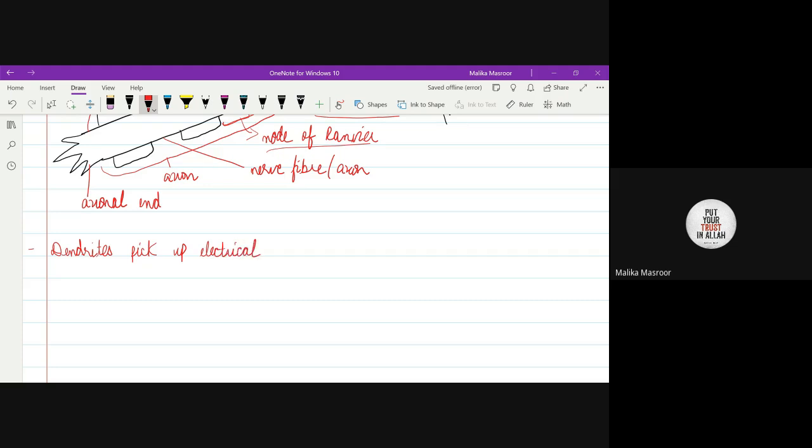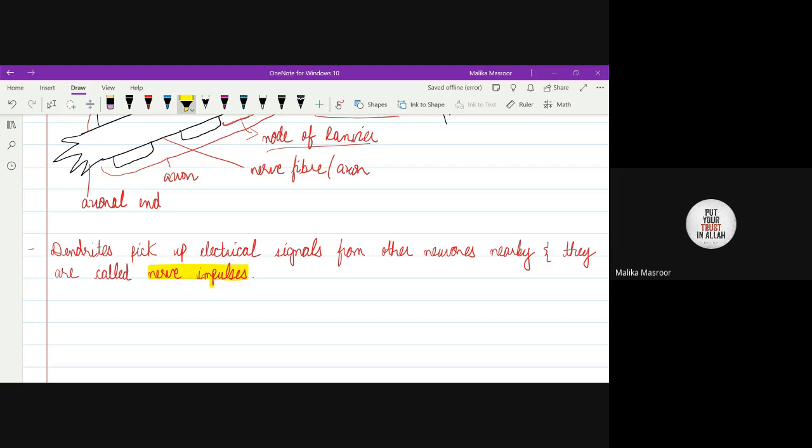Okay. Dendrites pick up electrical signals from other neurons nearby, and they are called nerve impulses. Right, obviously, and then it will be transferred from one neuron to another neuron. It's not like there's an end after this. It always transfers from one neuron to another neuron.